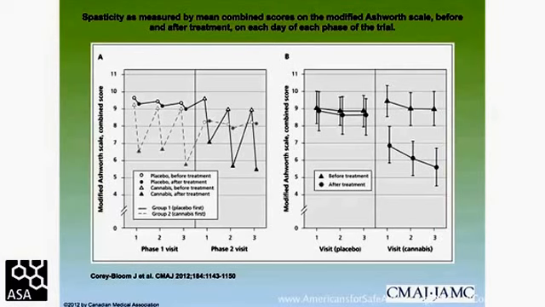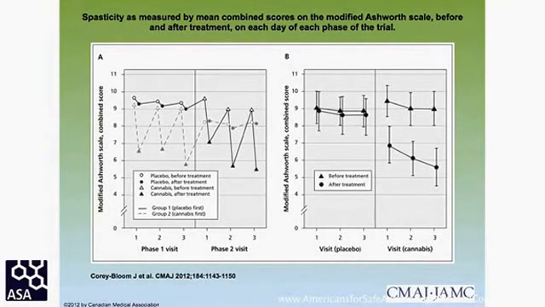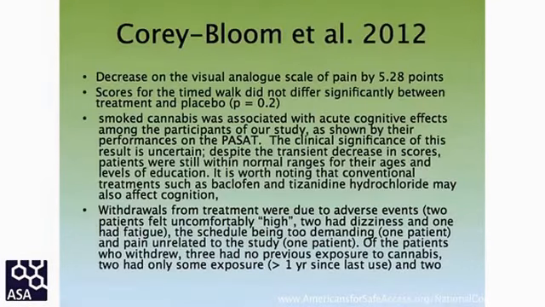You can summarize the data this way too: before and after, when patients have cannabis, their level of spasticity drops down to here, but if they have placebo, it stays up here. This is where the rubber meets the road. This is where the money is. Anyway, I'll skip all this.